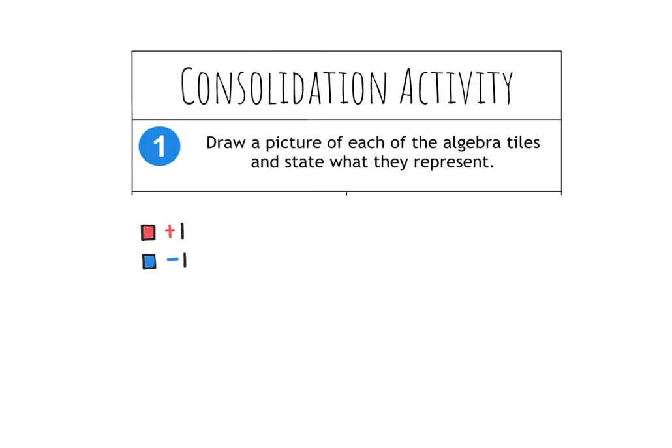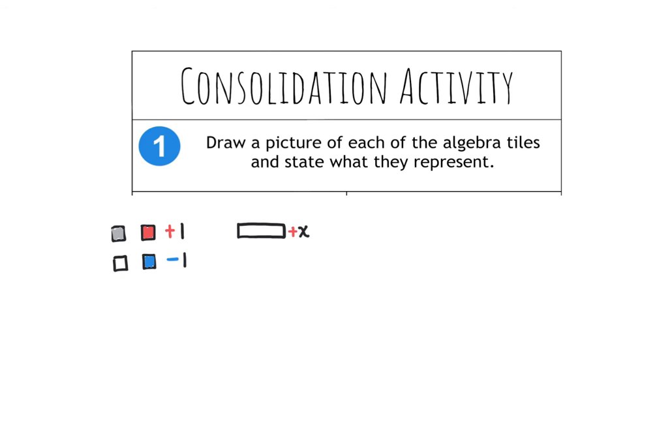In your booklets, you might find that there's some shading. When you shade in a tile, it would represent a positive, and when you leave a tile unshaded, it would be a negative. Then we have the X tiles. The X tiles are the ones that look like rectangles. They're of an unknown length.